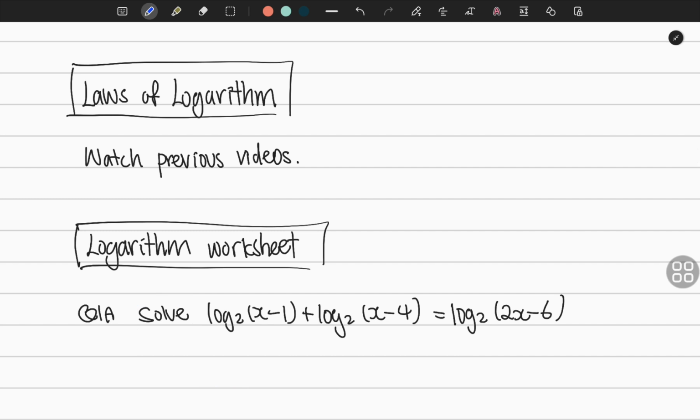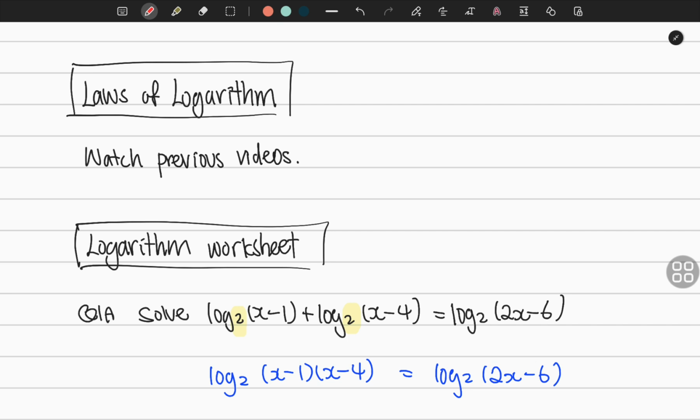So using the law of logarithms, I can combine the left hand side to form just one logarithm. Basically, I'm going to multiply x minus 1 with x minus 4. The reason why I can do this is because the bases are the same. So that is equal to my right hand side, which is log base 2 of 2x minus 6.